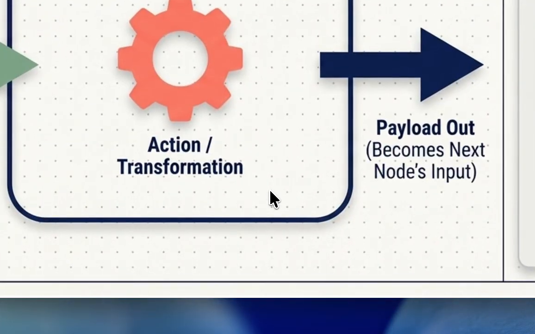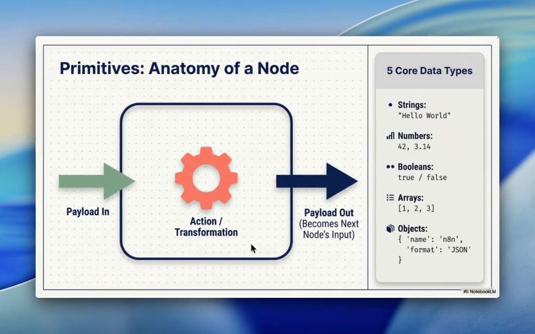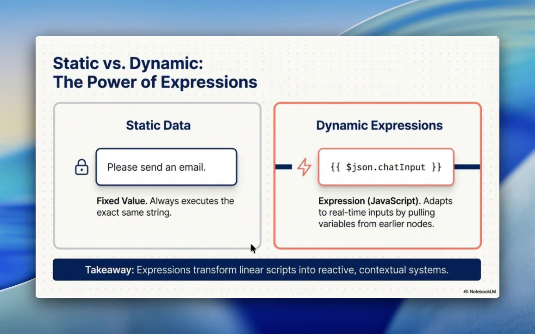So what is the primitive anatomy of a node? You have a payload in, you have an action and transformation, you have a payload out, which becomes the next node's input. Five core data types: strings, hello world; numbers, 42, 3.4; booleans, true or false; array, 1, 2; object, name; and the format is JSON.